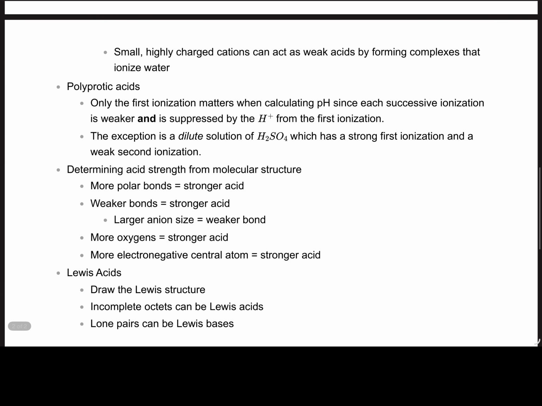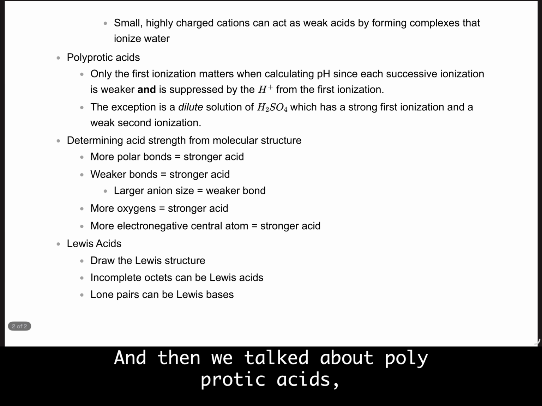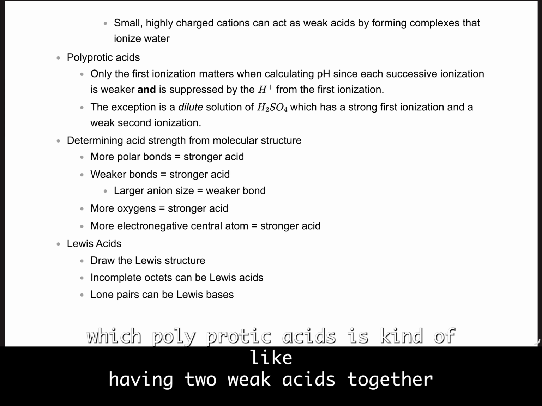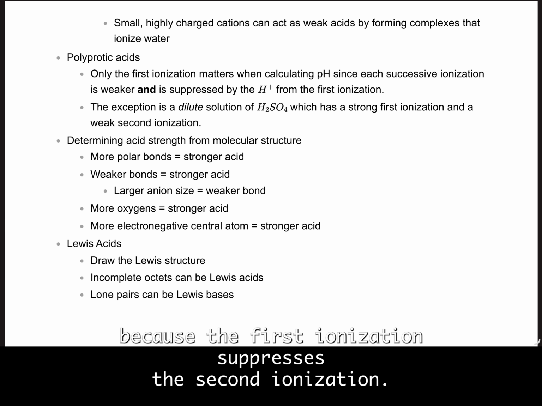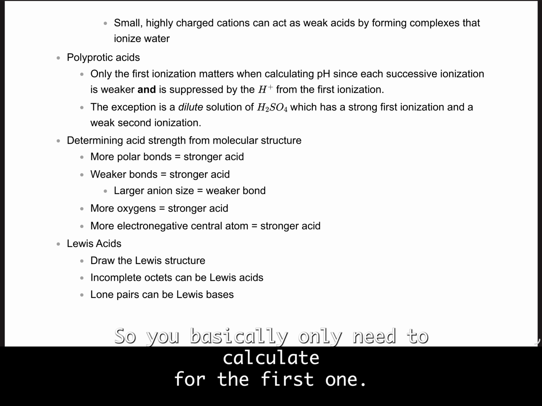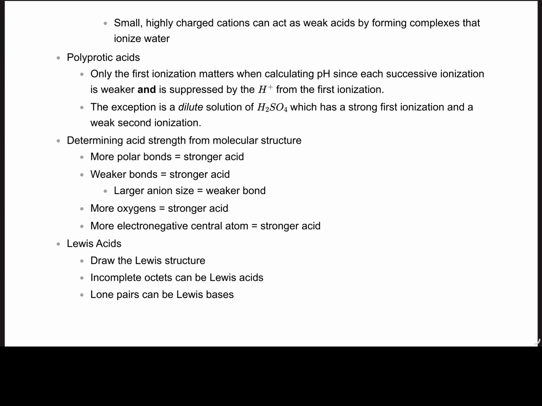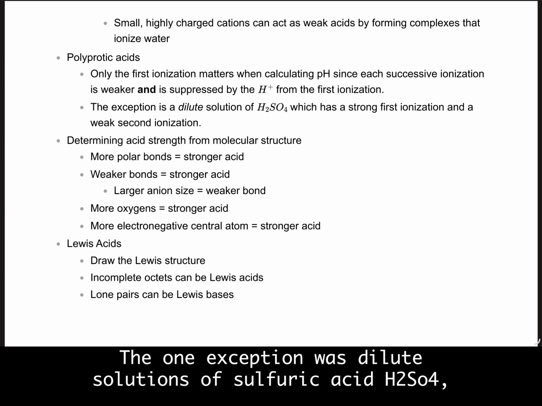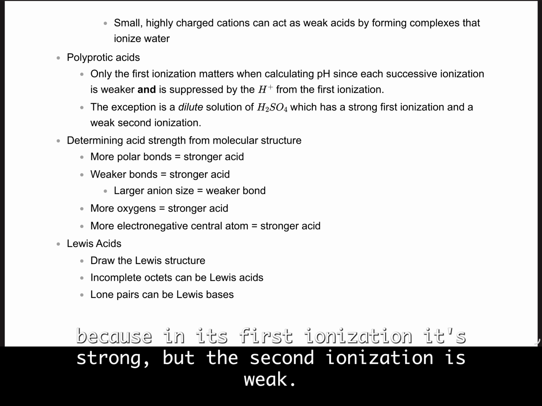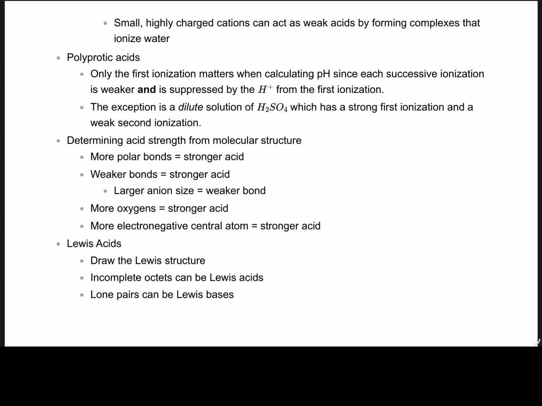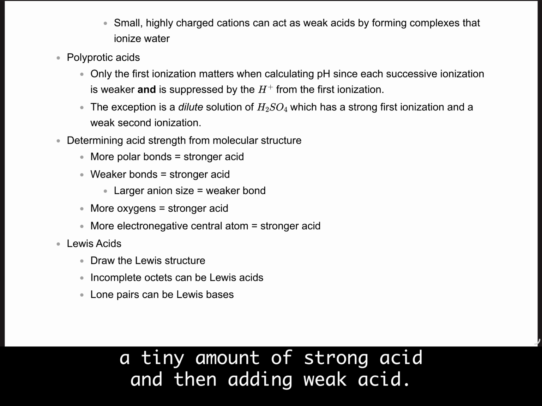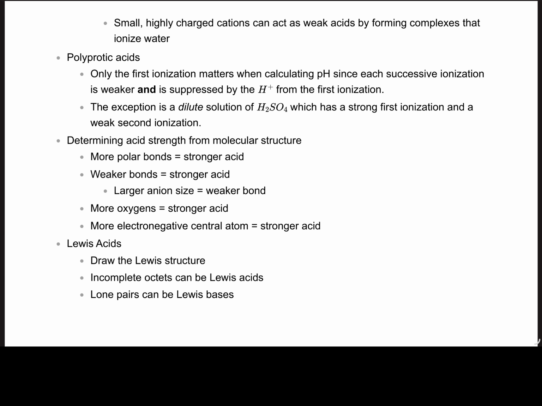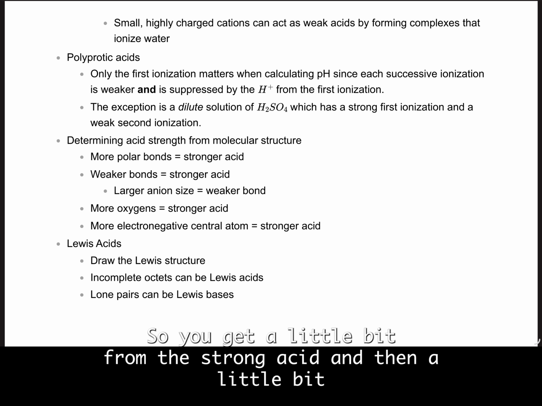And then we talked about polyprotic acids, which is kind of like having two weak acids together because the first ionization suppresses the second ionization. So you basically only need to calculate for the first one. The one exception was dilute solutions of sulfuric acid, H2SO4, because in its first ionization, it's strong, but the second ionization is weak. And the reason it's for dilute is because it's like adding a tiny amount of strong acid and then adding weak acid. So you get a little bit from the strong acid and then a little bit more from the weak acid.